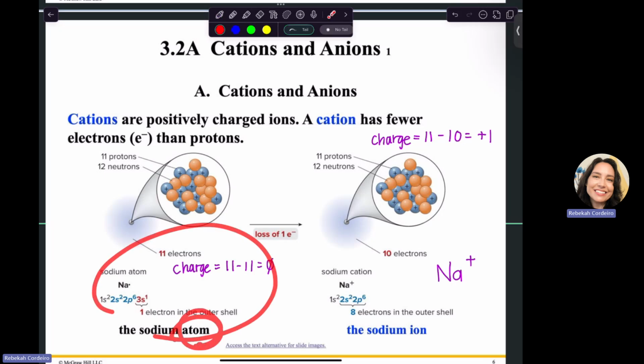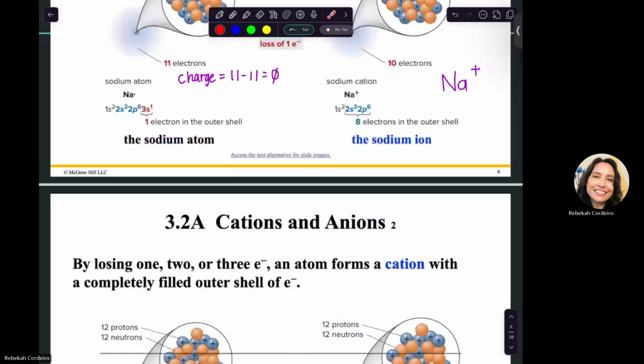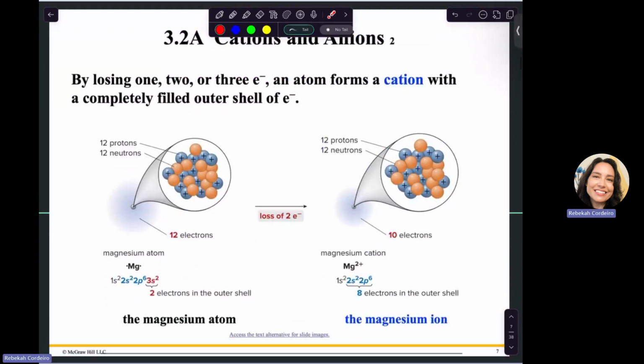So atoms are always neutral. Ions have a charge. It's not that all ions are positively charged, but in this case, this one is a +1 charge. So an ion can be positive or negative. Here's another cation. We can lose more than 1 electron. Magnesium has 2 electrons in that outer shell. If I get rid of those 2, I have that magic number of 8 here.